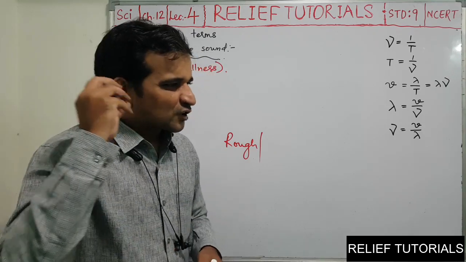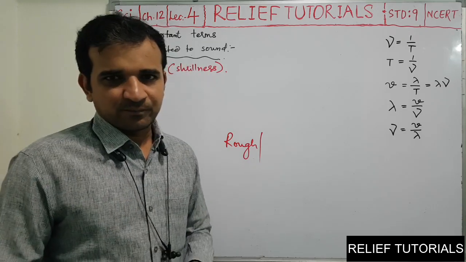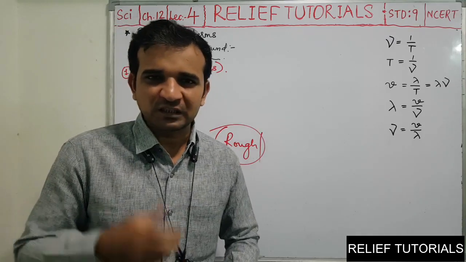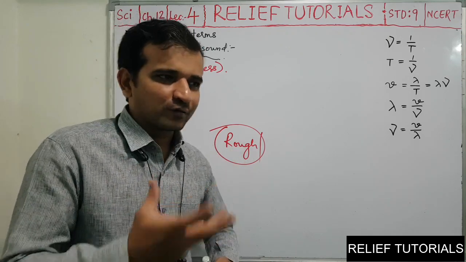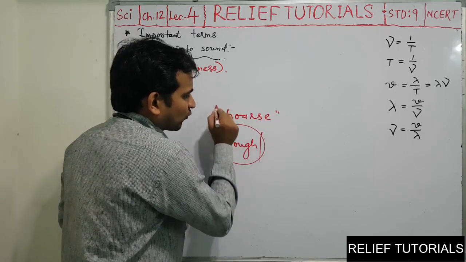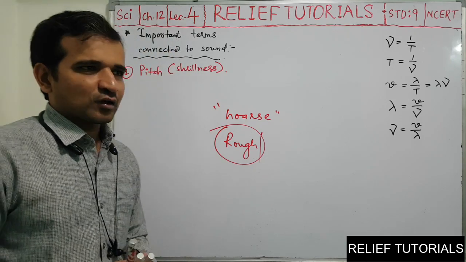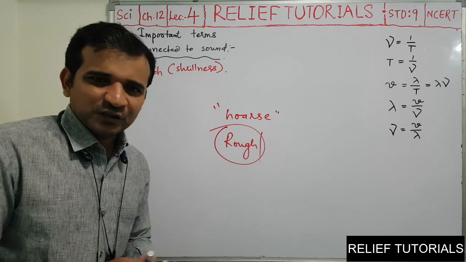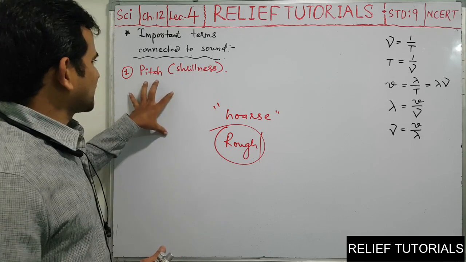Someone shouting in your ear is one type of shrill sound. The other is rough, hoarse sound, just like the sound produced by me, which is not high pitched; it is rough, it is hoarse. So I think you are getting the pitch. Pitch means shrillness. Shehnais and many such instruments, and girls who can shout loudly, can produce a high pitch sound.